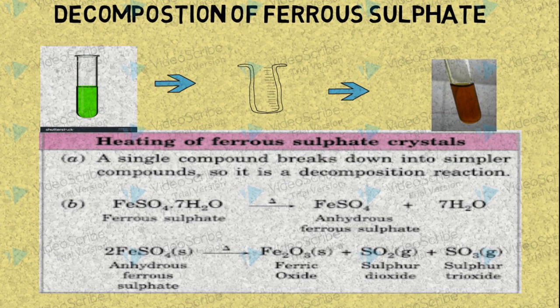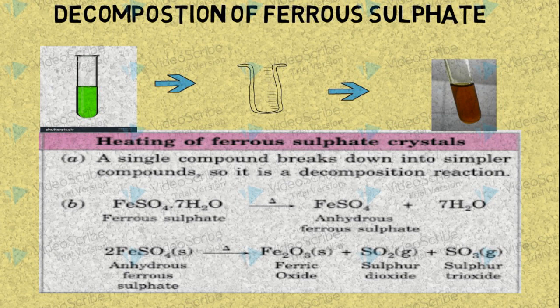So you are heating it. When you heat it first, the 7 molecules of water evaporate and it is converted into anhydrous ferrous sulfate. Anhydrous means without water. When you further heat this anhydrous ferrous sulfate, which is colorless, its color changes to brown, and this brown color is due to the ferric oxide.